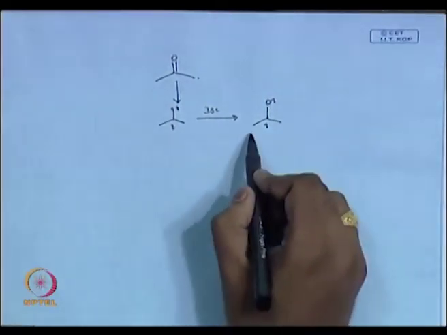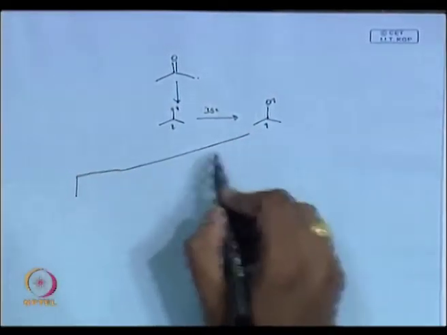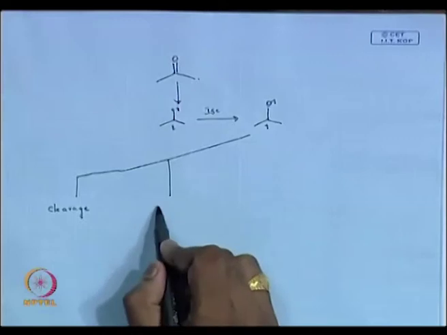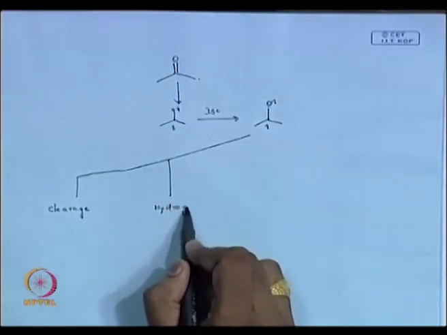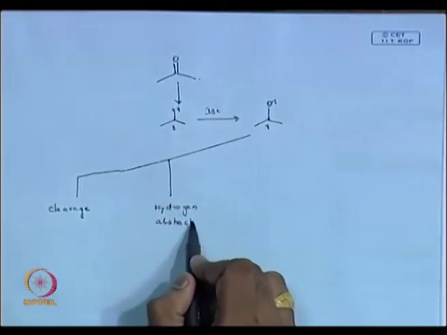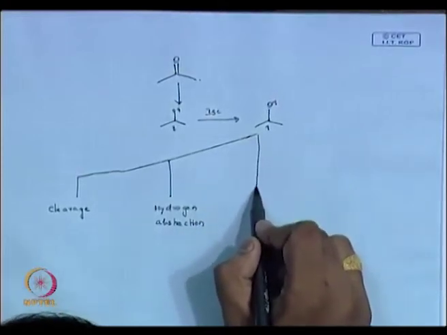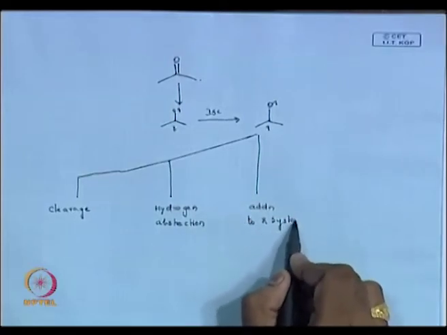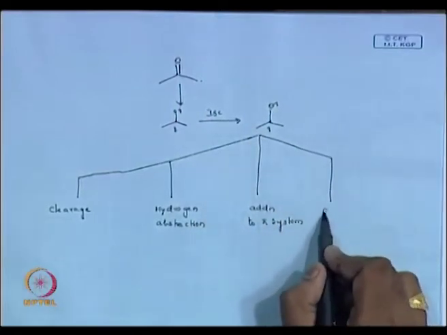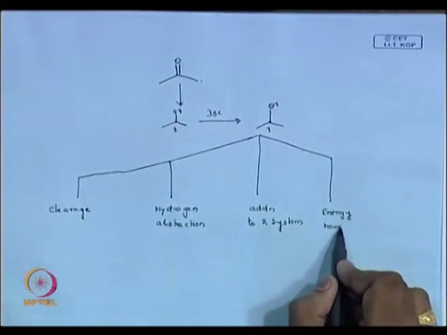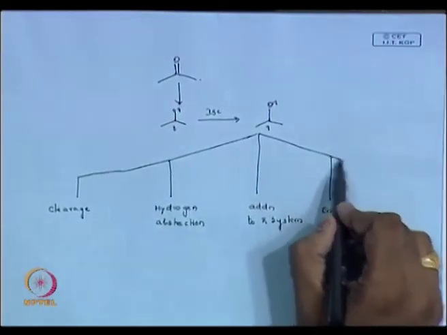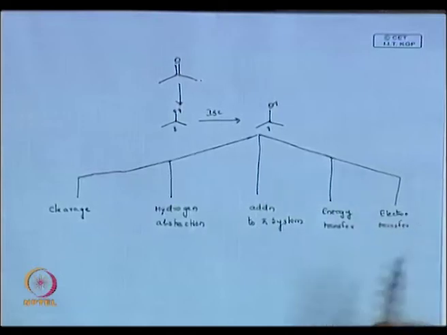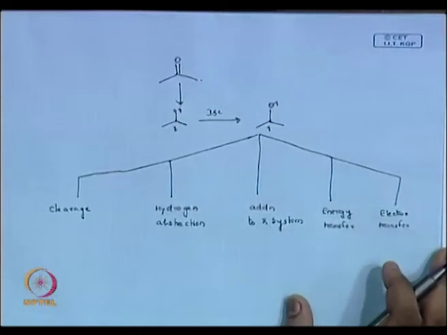And we have studied based on this. The first reaction we were studying was cleavage reactions, then we studied hydrogen abstraction, then we studied addition to pi system, we went to energy transfer, and then we went to electron transfer. So we have studied these 5 sets of reactions, right.